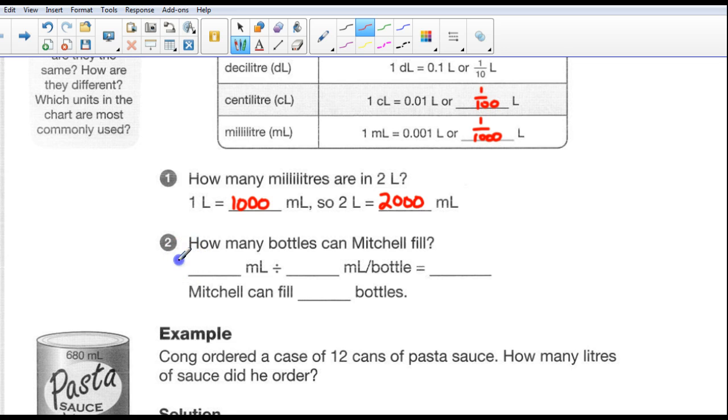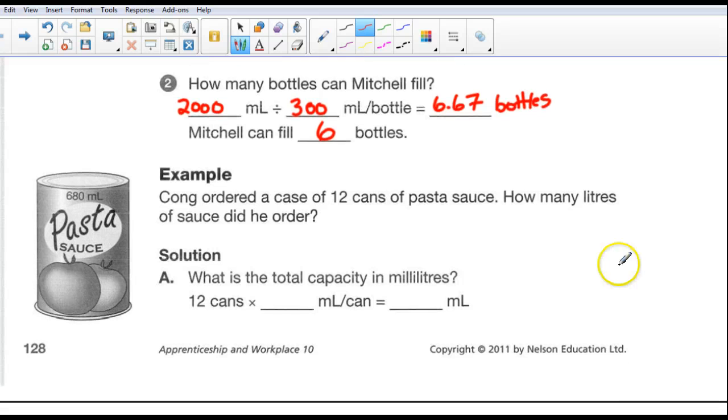So how many bottles can Mitchell fill? Well, we know he has 2,000 milliliters, that's what 2 liters is, and he wants to put them in 300 milliliter bottles, so we divide that by 300, and that gives us an answer of 6.67 bottles. Okay, so Mitchell can fill how many complete full bottles? Well, he can take a 7th bottle and fill it 2/3 full, because that's what 0.67 is, roughly 2/3. But if we want full bottles, he can fill 6 full bottles, and he'll have a little bit left over in the carton.